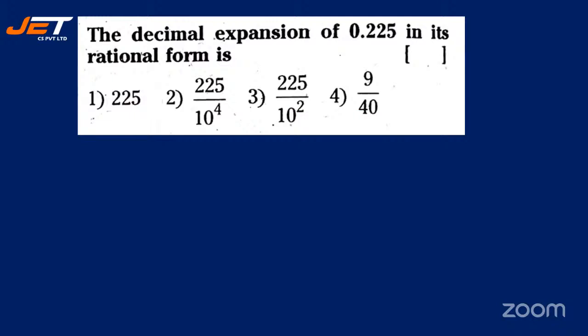The decimal expansion of 0.225 in its rational form is 225 by 10 power 4, 2 to 5 by 10 square, 9 by 40. Looking at options 1, 2, 3, 4 and eliminating, you directly get the option, students. That's one way of doing it.